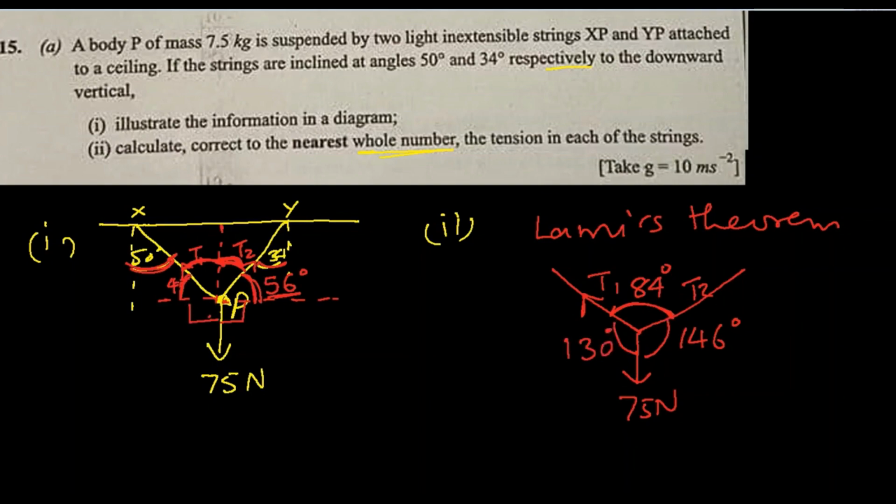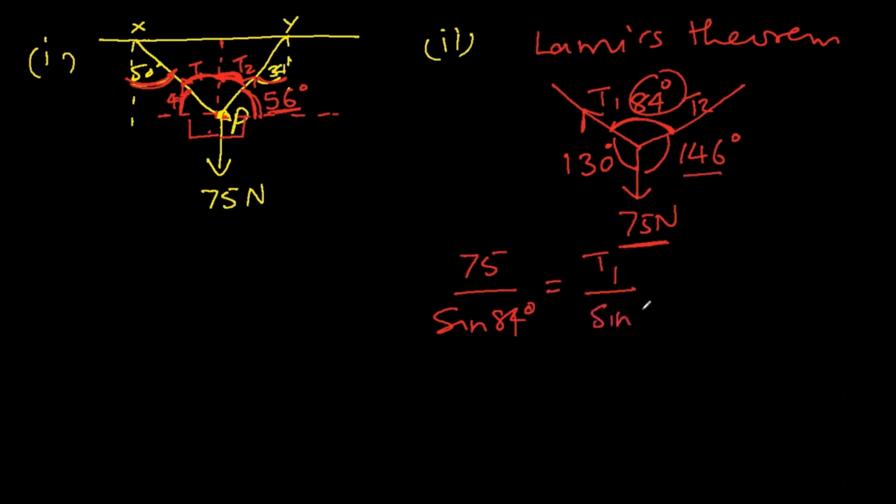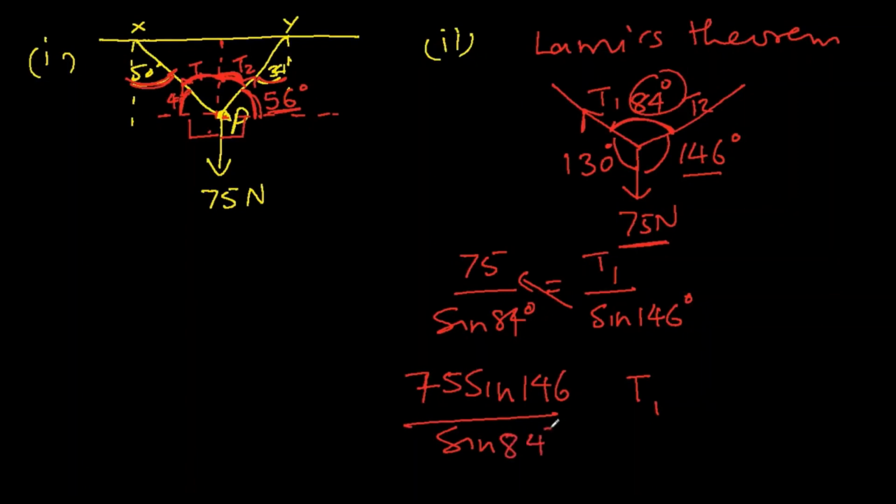So the groundwork has been done. Now let's find out using Lami's theorem. In Lami's theorem, we use one of the known forces. So 75 Newton divided by sine of the angle opposite to it, which is 84 degrees in this case. And now one of the unknowns, let's use T1, divided by sine of the angle opposite to T1, which is 146. T1 is the only unknown here. The rest we can do by cross multiplication. So 75 sine 146 over sine 84 will be T1.